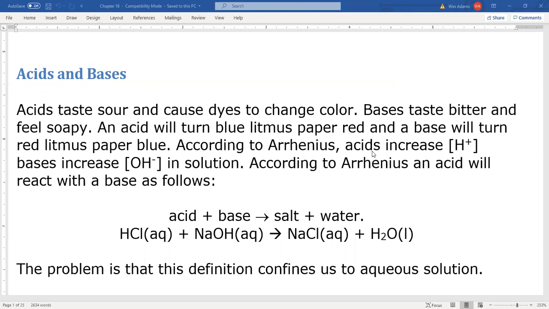Bases tend to taste bitter and feel soapy, and soaps will generally test basic. An acid will turn blue litmus paper red, and a base will turn red litmus paper blue. But that's sort of an either or test.